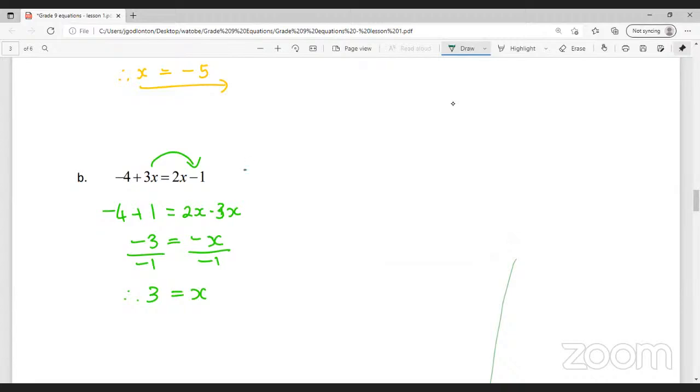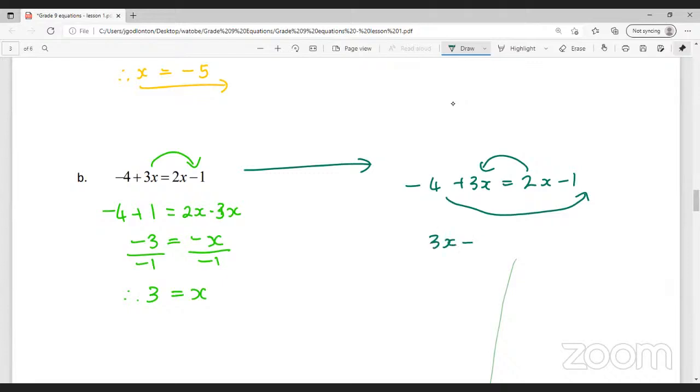If you didn't move them to the right, you could have also moved it to the left. So we could have said, let's rewrite this over here. Negative 4 plus 3x equals 2x minus 1. We could have moved this 2x onto that side and this negative 4 onto that side. And then I would have had 3x minus 2x is equal to negative 1 plus 4. And so x would have been equal to 3. But we get to the same answer. So it doesn't matter. Great. Does anyone have any other questions about this one that they feel uncertain about?